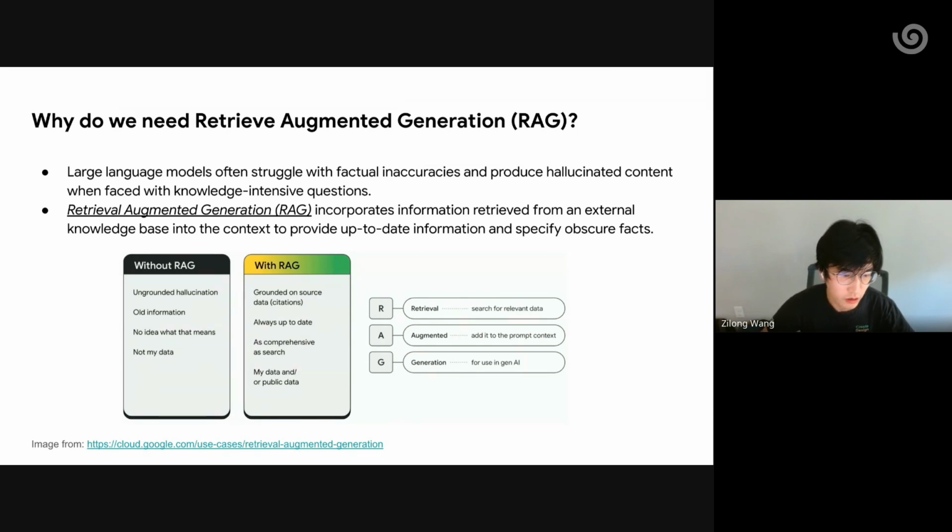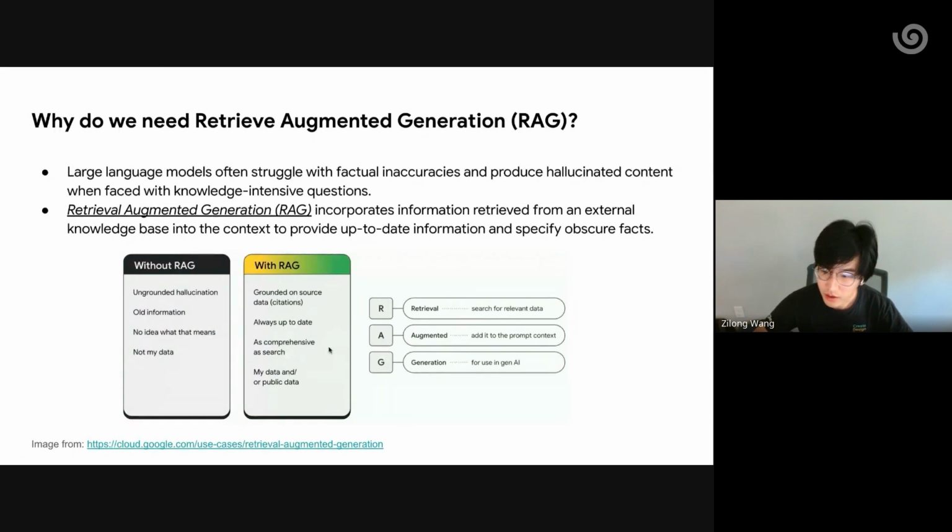Here, I don't know whether RAG is the ultimate solution or a temporary one, but we can see RAG indeed did a great job here. Basically, RAG incorporates information retrieved from an external knowledge base into the context of the large model, so that the large model will have more up-to-date information and more specific facts to answer your question.